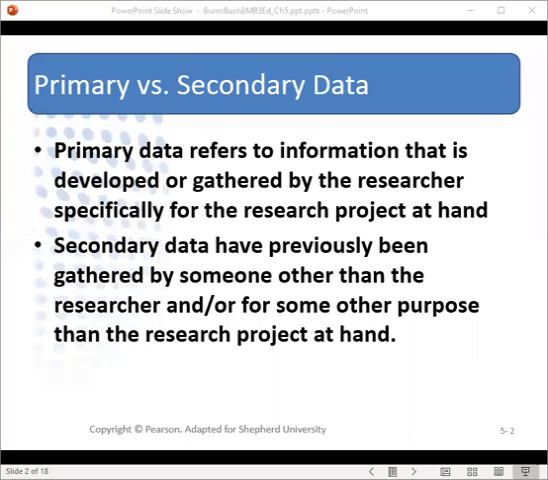Okay, so primary data is data that's gathered specifically for the research problem and the project that you're currently working on. Secondary data, in contrast, have already been collected, and you have an opportunity to use it if it's pertinent to your particular task.